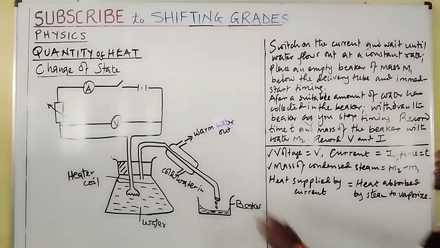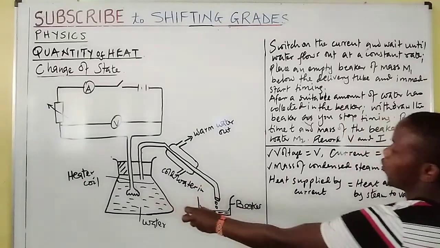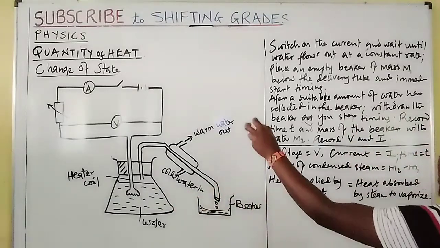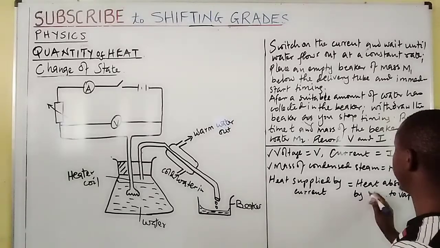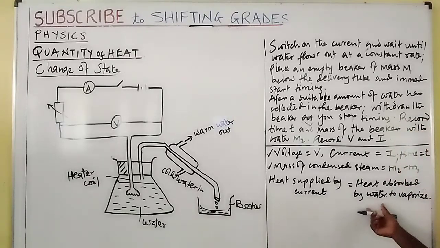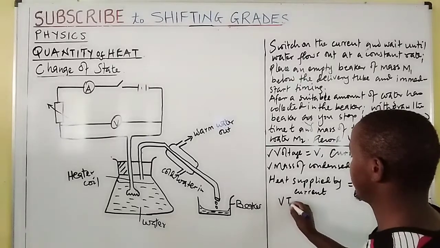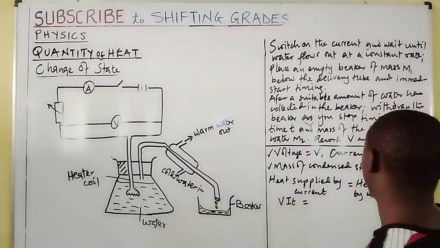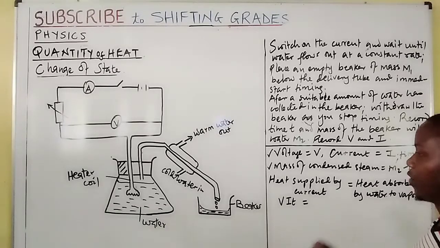So the heat supplied by the current here will be the same heat absorbed by this water, so that it vaporizes and becomes steam. Water absorbs the heat which has been supplied by the current. VIT will be equal to the heat absorbed by water so that it vaporizes, because at the vaporization point there will be no change in temperature.